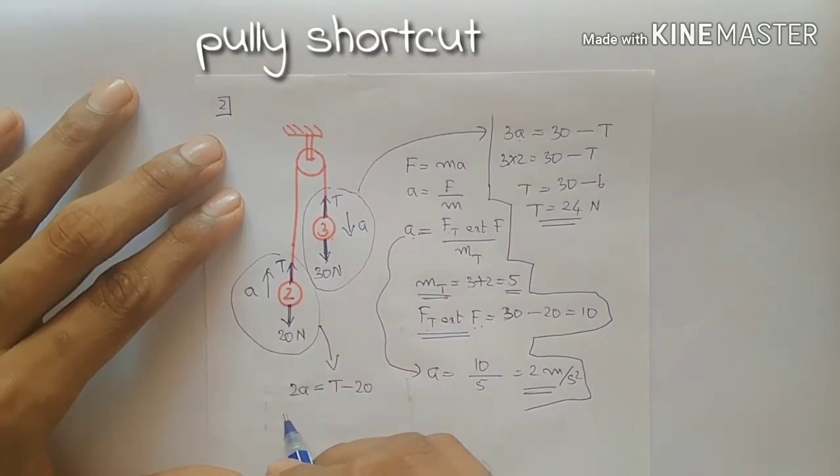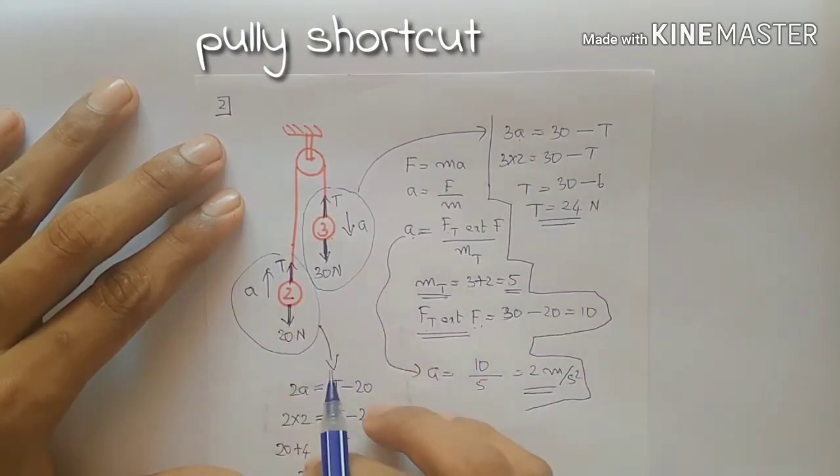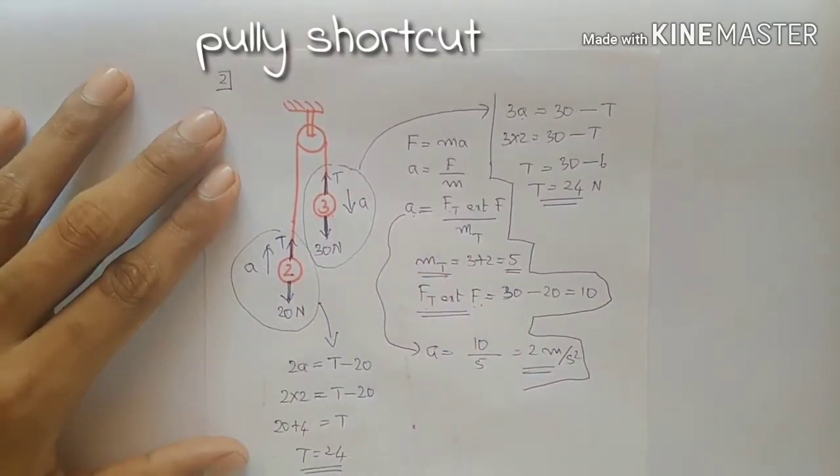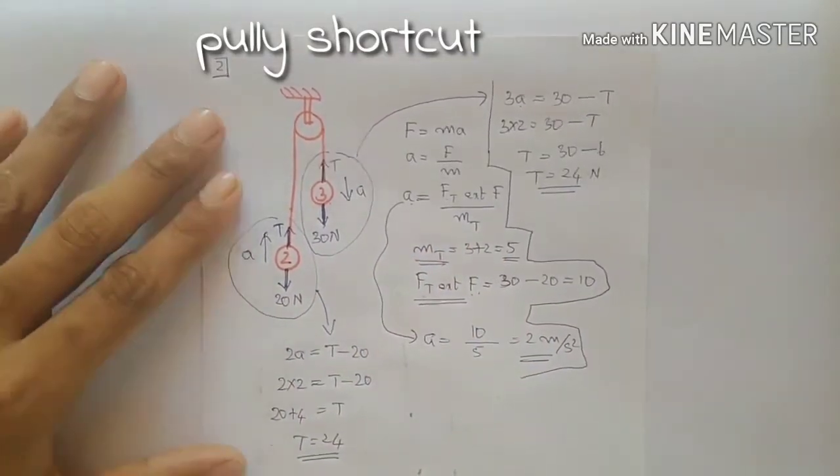Substituting for A, 2 into 2 is equal to T minus 20. We'll get T is equal to 20 plus 4, T is equal to 24. Same answer. No need of doing this, but I've done this in order to make you understand how this is happening. Okay, 24 Newton. Hope you are clear with this derivation.